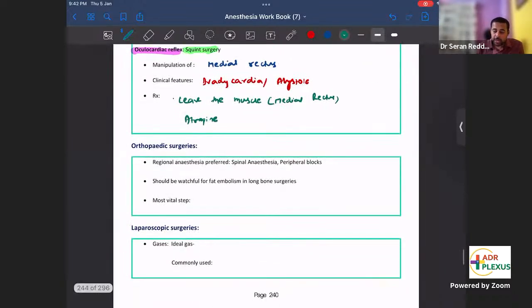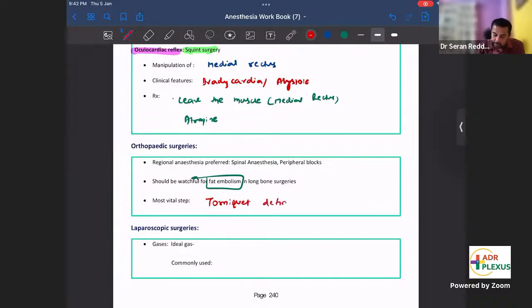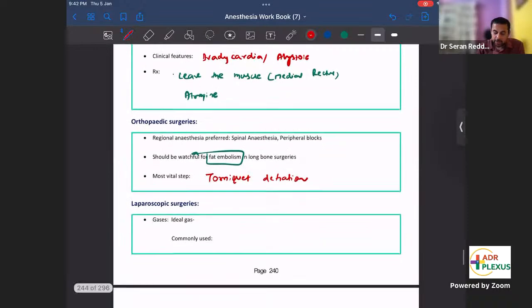Then coming to orthopedic surgeries, majority of the times regional anesthesia is preferred, like spinal anesthesia or peripheral blocks like brachial plexus block. And when you are performing a long bone surgery, watch for fat embolism. And the most vital step is tourniquet deflation, and you have to be very, very careful.